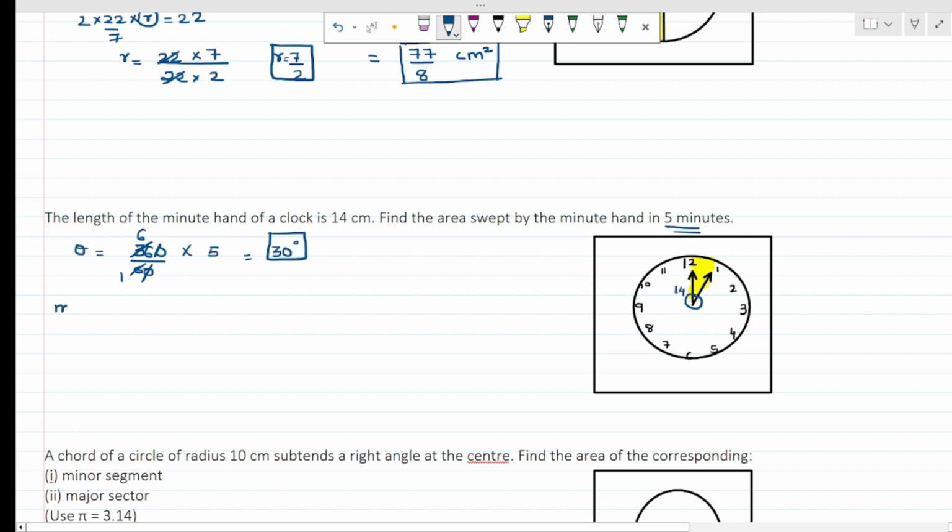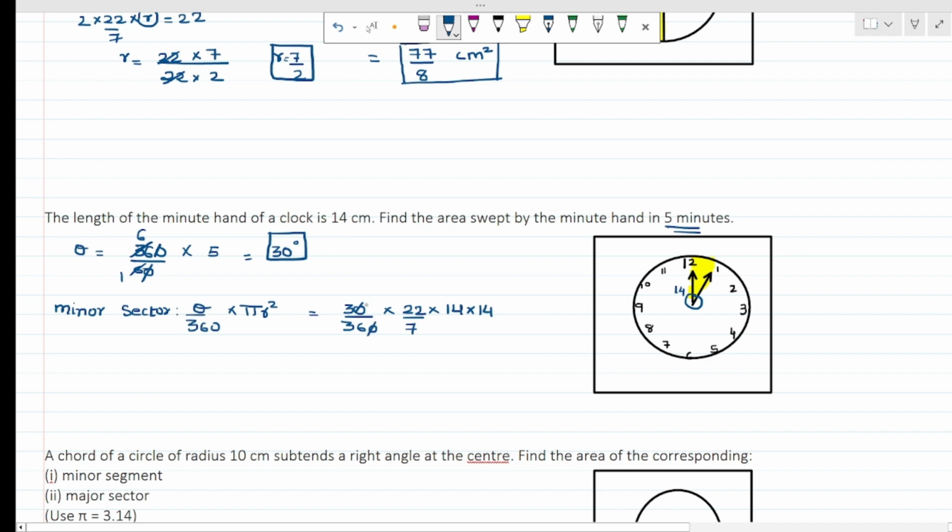So, just write down the formula of minor sector. What is your formula? As you have learned, theta upon 360 times pi r square. Okay, what is my theta? My theta is 30 degree. So, write down 30 degree upon 360 times. What is my pi? There is nothing given over here, that means I will substitute 22 by 7. What is my r? My r is 14. So, I will write 14 multiply by 14.